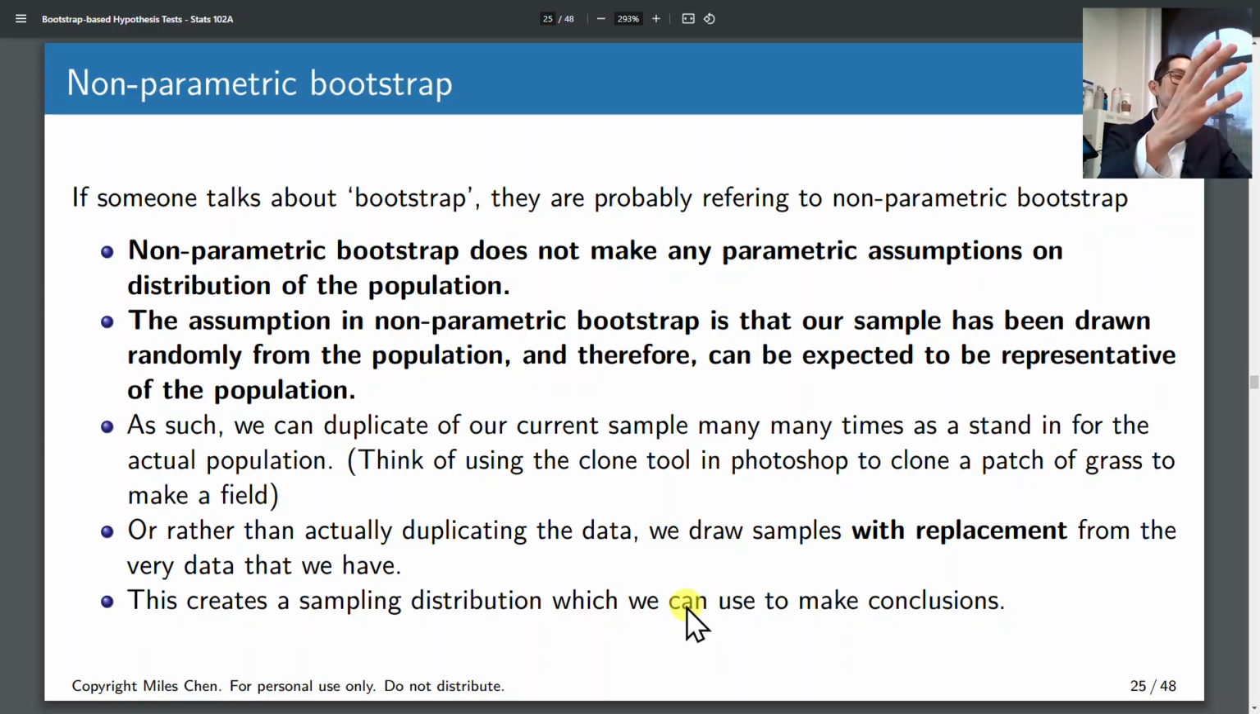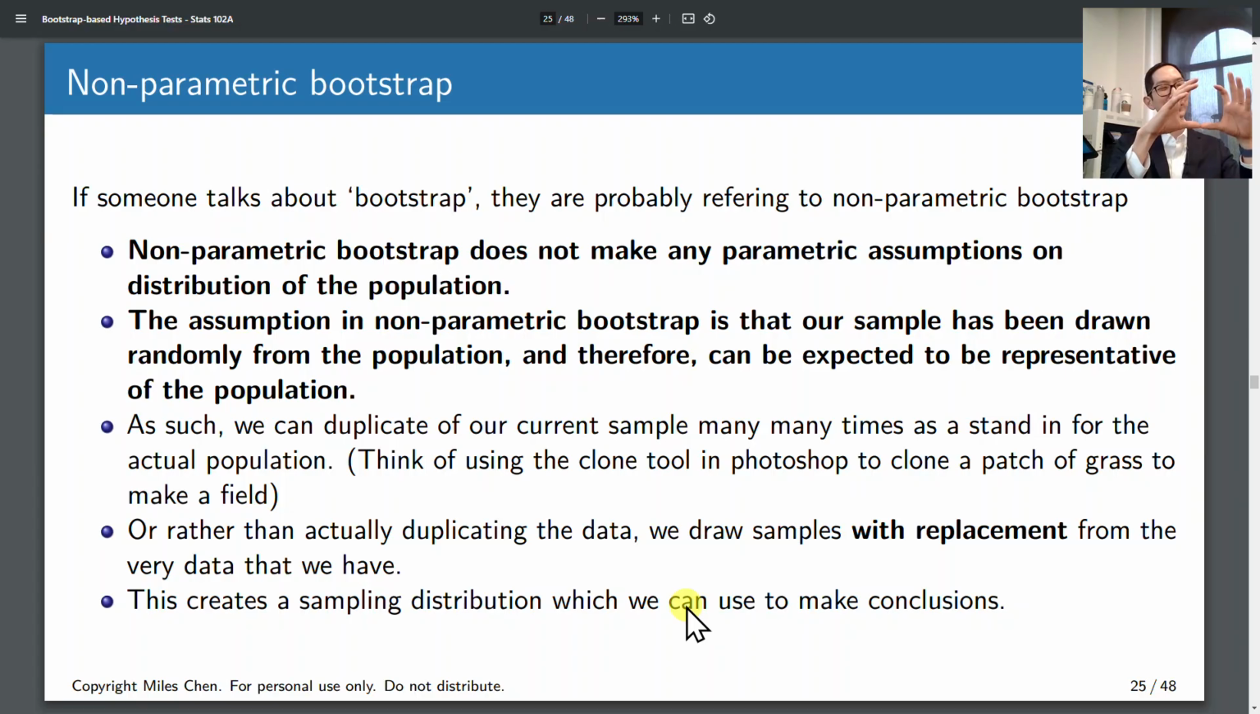I'm basically going to just take my sample. What if I just cloned it a whole bunch of times? I duplicate my sample like 1,000,000 times. And now I've got this big entity, and you can call that thing the population. And that's basically what non-parametric bootstrap does.